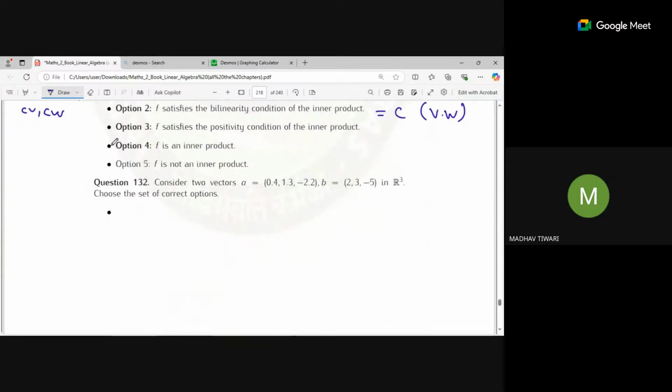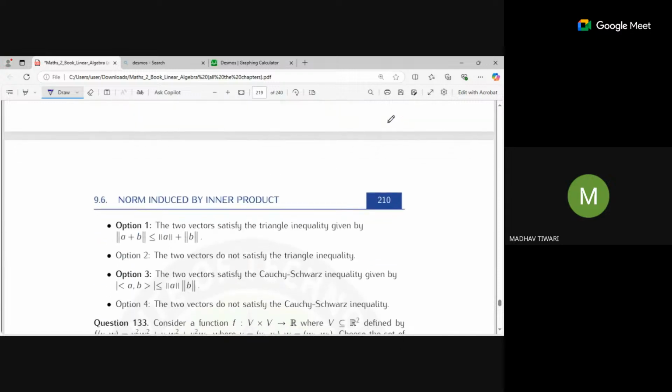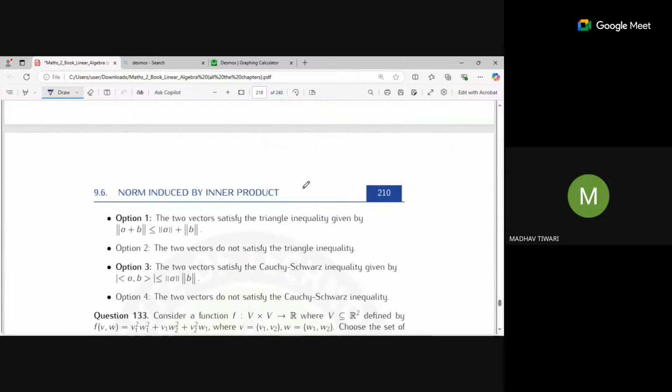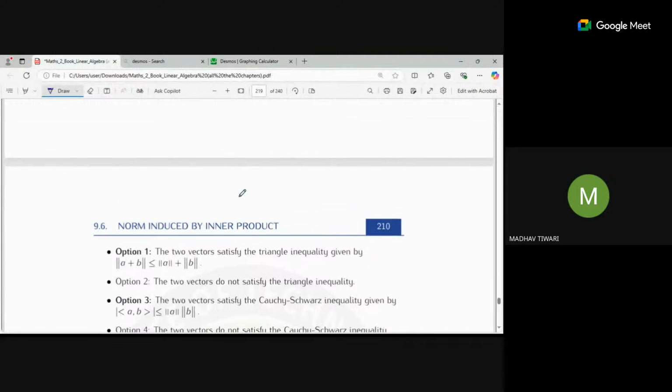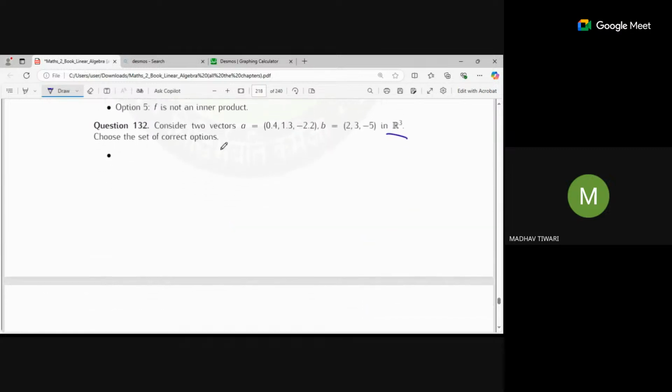Next is this. Two vectors are given, A and B in R3, and the two vectors satisfy the triangular inequality. It means if you add any two vectors, then the norm will always be less than or equal to the sum of the norms. So if you add these two vectors first, suppose you got 2.4, and 4.3, and then minus 5, minus 3.2. This is your vector.